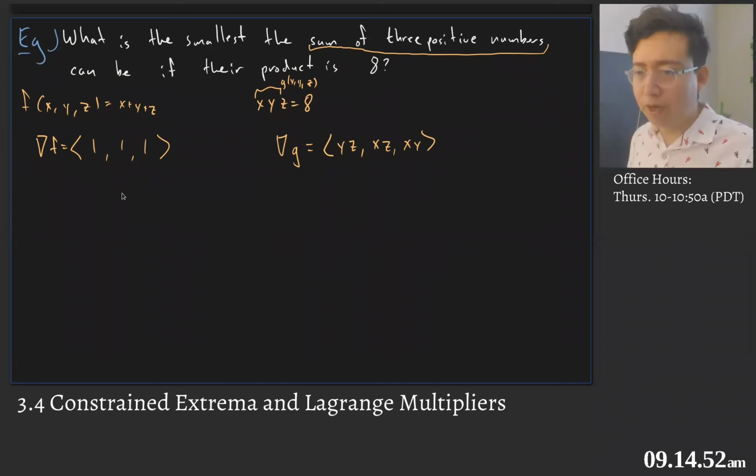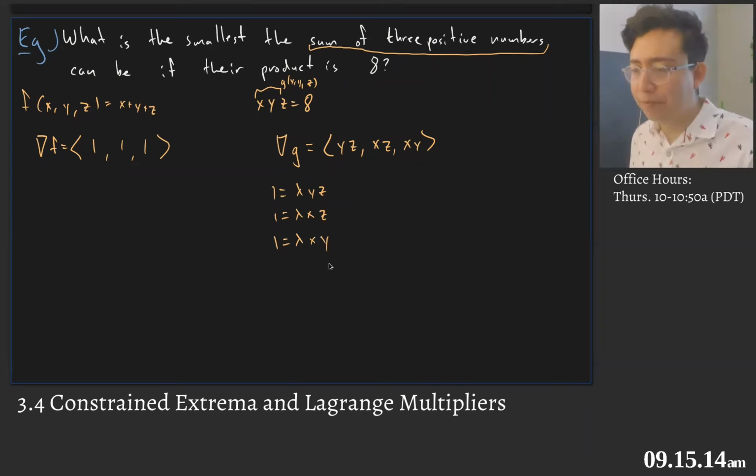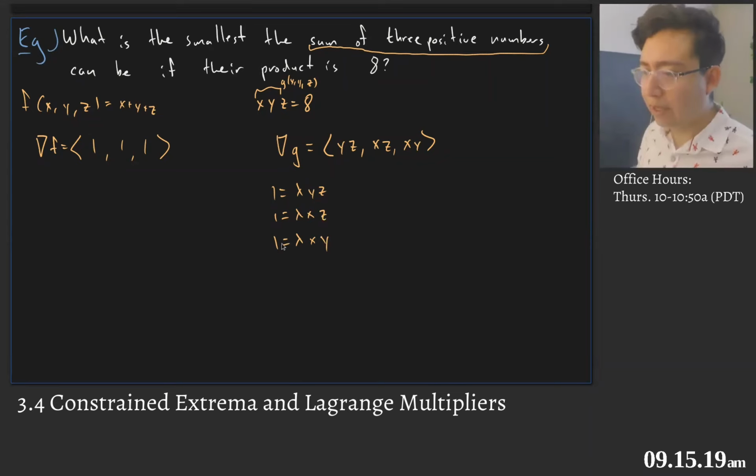So we get 1 is equal to lambda yz, 1 is equal to lambda xy, and 1 is equal to lambda x y. No, sorry, I messed one up. Xz should have been there. Okay, there you go. So 1 is equal to lambda yz, 1 is equal to lambda xz, and then 1 is equal to lambda xy. And that's what we get by setting 1, 1, 1 equal to lambda times these 3 here.